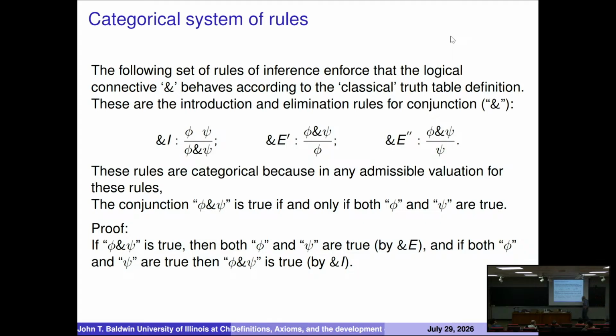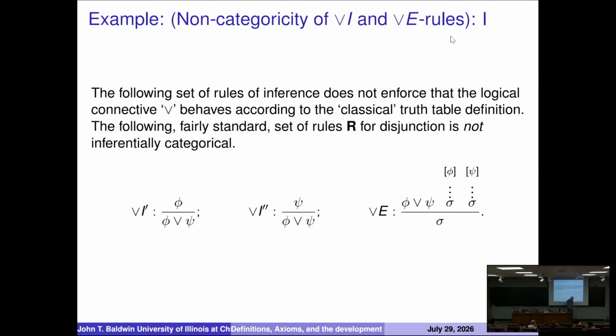But the same set of rules for or are not categorical. You don't have enough. Well, it's not even the same set of rules. Because people realized there's a problem, they have some strengthenings. And so something like, if you can prove psi from each of these premises, then you get it.